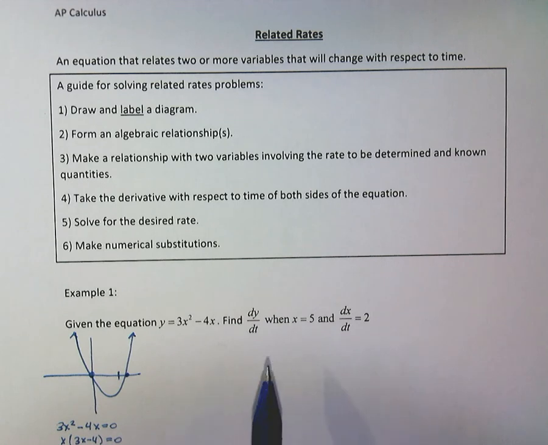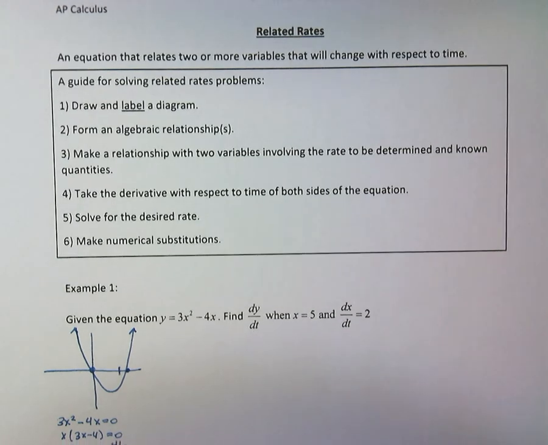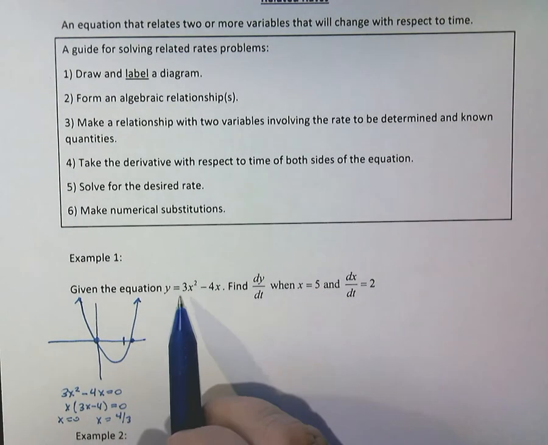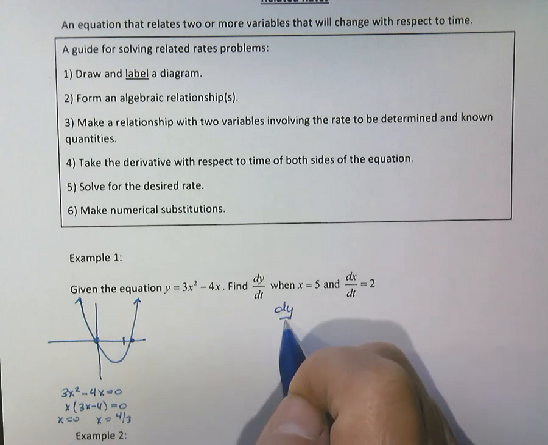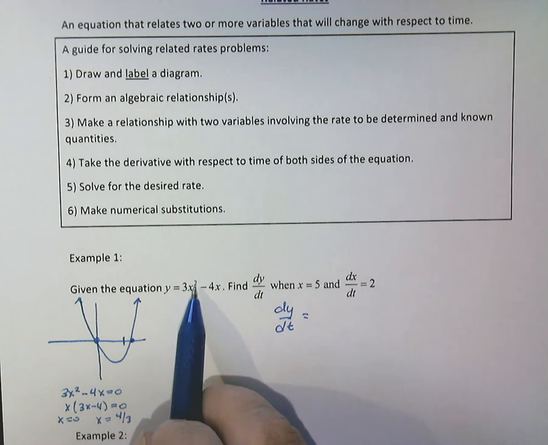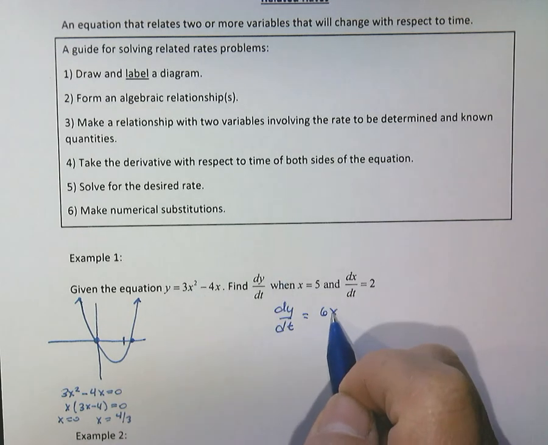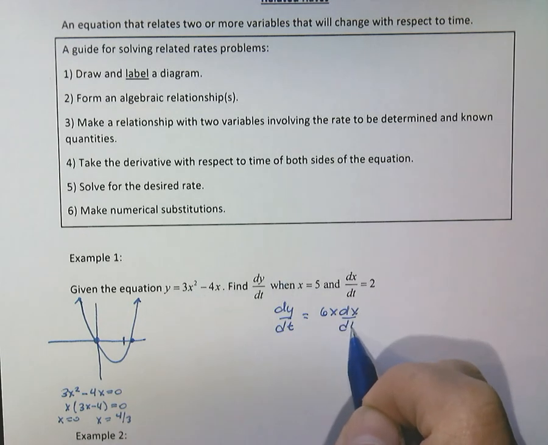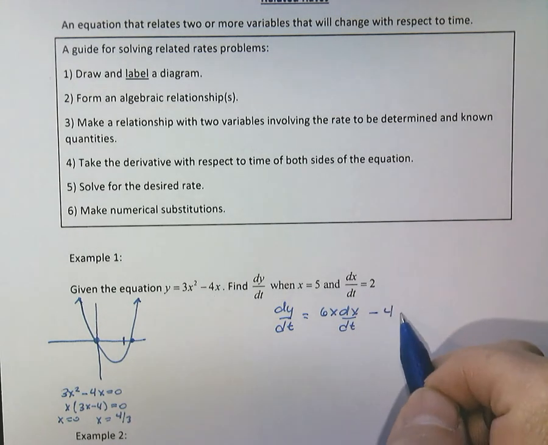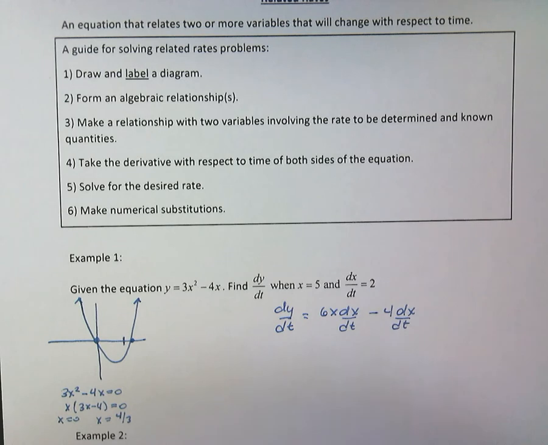So now I want to find dy/dt. And it's important that you know that I also have dx/dt. So this is not implicit differentiation with respect to x. So I'm going to take the derivative of y with respect to t. So I have dy/dt is equal to power rule 6x, but then I have dx/dt. Then I have minus 4 dx/dt.